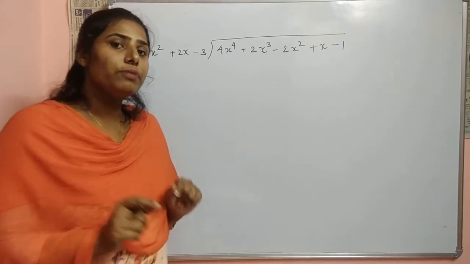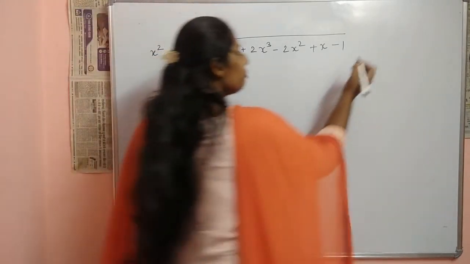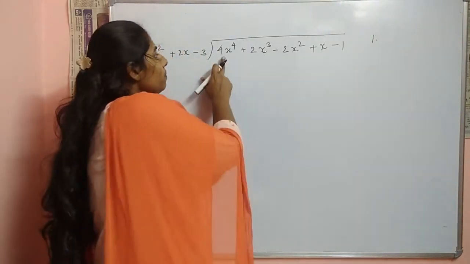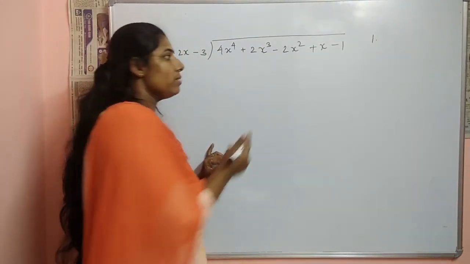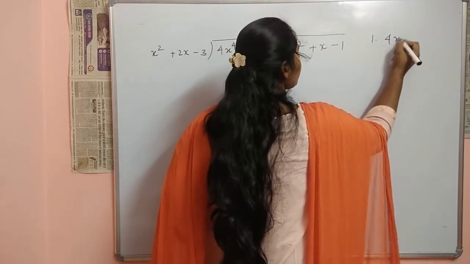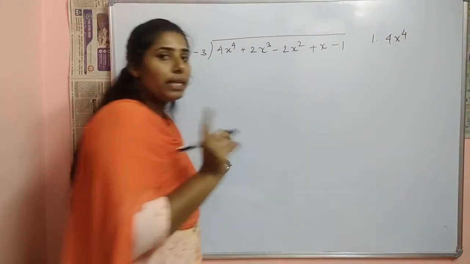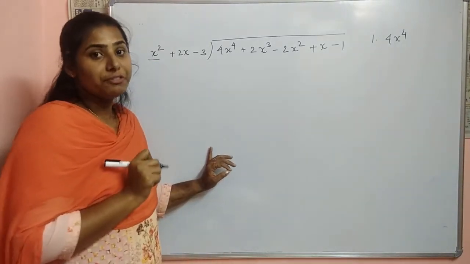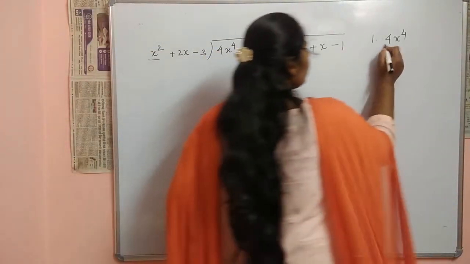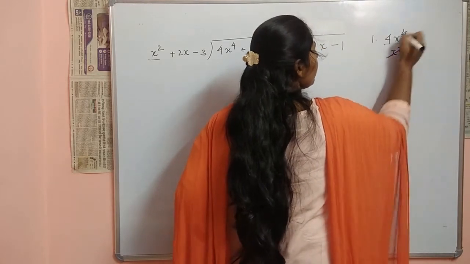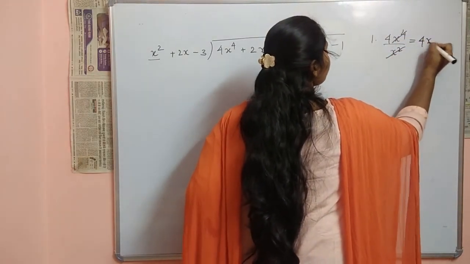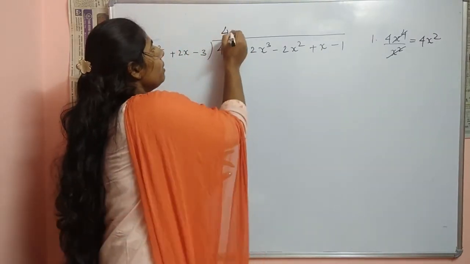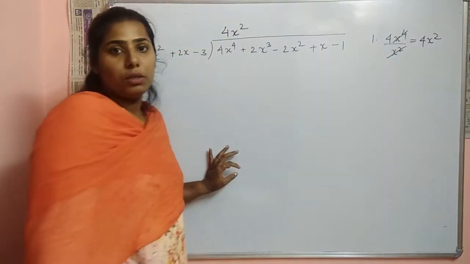Now the first step is you have to divide the first term of the dividend. What is the first term of the dividend? 4x to the power 4. Then we will divide it with the first term of the divisor, that is upon x square. So x square and x square will get cancelled. I will be left with 4x square. So that 4x square you will be writing up at the quotient.